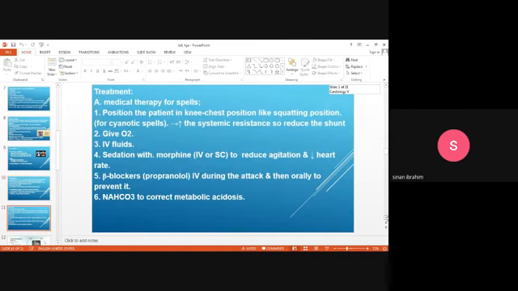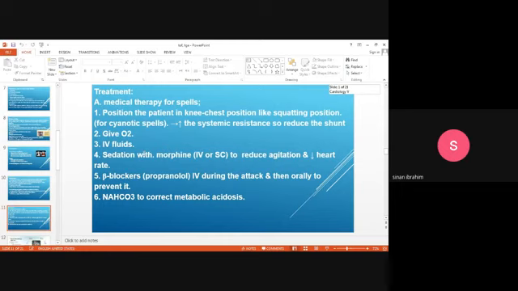What about the treatment of patients with tetralogy of Fallot? We include the medical therapy first for the spells, or hypoxic spells, including the position of the patient in the knee chest position. As we say, this is the squatting position, so the knee will bend near the abdomen of the patient, and this will increase the systemic vascular resistance, so decreasing the shunt, decreasing right to left shunt and decreasing the cyanosis. Also, we give O2 for the patient.